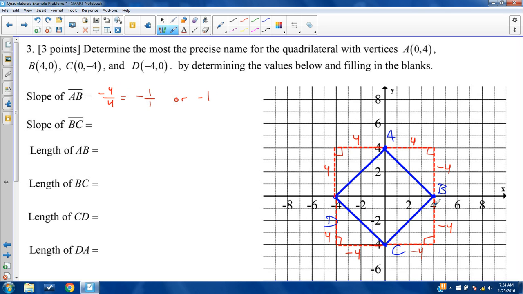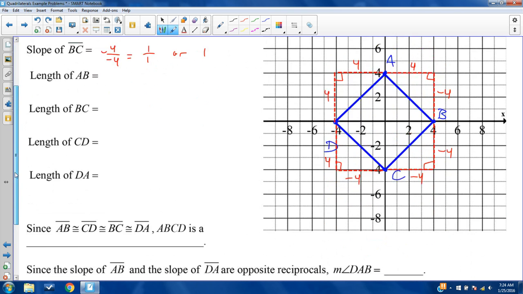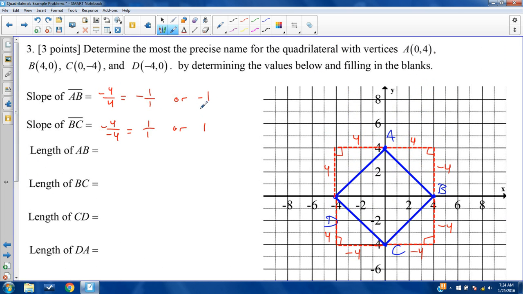Slope of BC is negative 4 over negative 4, which is positive 1 over 1, or just 1. They don't ask for the slopes of these other sides, and that's all they ask for those two slopes. But these triangles are still pretty good, because they also allow me to find the distance, the lengths.